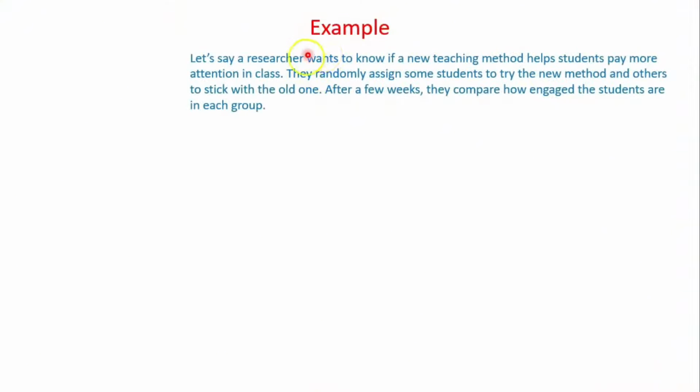Now, let's say a researcher wants to know if a new teaching method helps students pay more attention in class. Are you with me? Then they randomly, it's on a random basis, remember that, assign some students to try the new method. The main thing is we want to know if the new teaching method helps students to pay more attention in class. So we'll divide the students into groups. We'll let one group experience the new teaching method and let the other group stick to the old method.